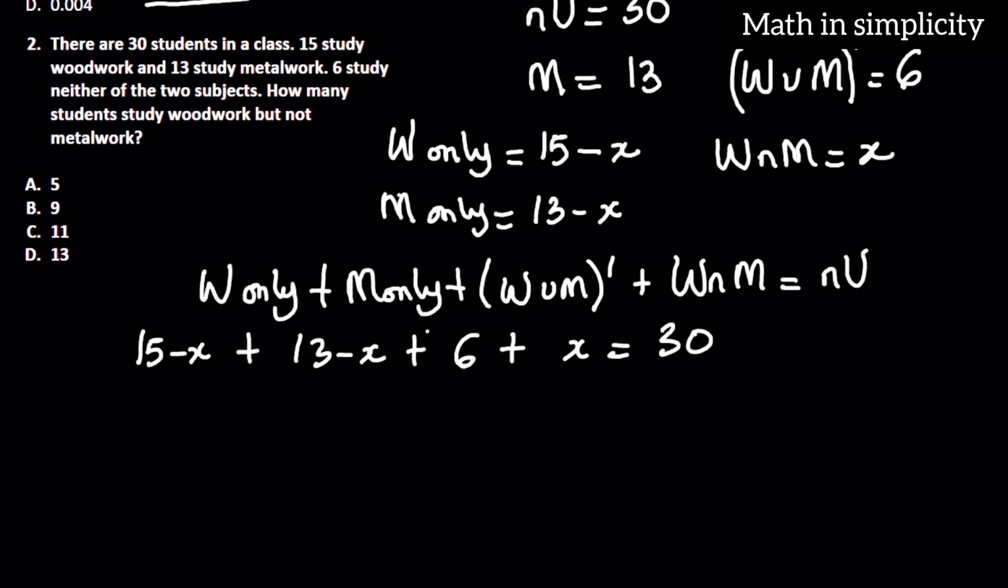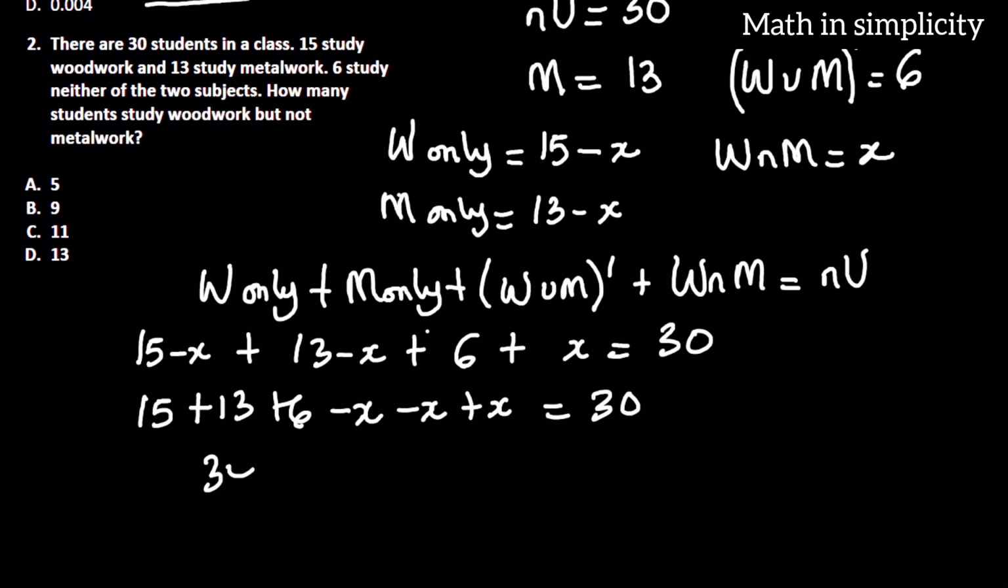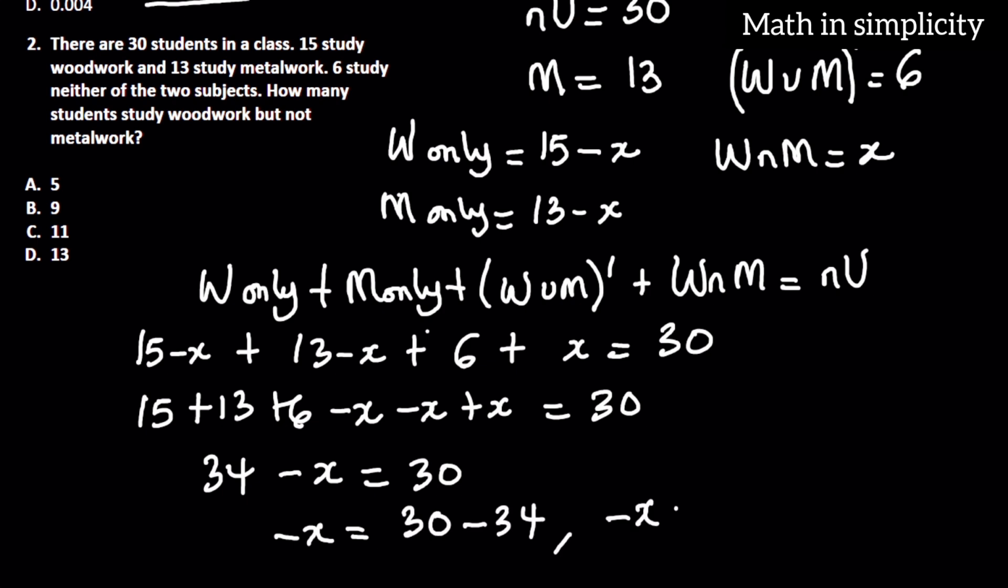So let's collect like terms. I'm collecting the numbers first: 15 plus 13 plus 6. Now let's collect x: minus x, minus x, plus x, is equal to 30. 15 plus 13 plus 6 should give 34. Minus x minus x is minus 2x, plus x should remain minus x, equal to 30. So minus x should be equal to 30 minus 34, which is minus 4. So if negative x is equal to negative 4, that means positive x is equal to positive 4.